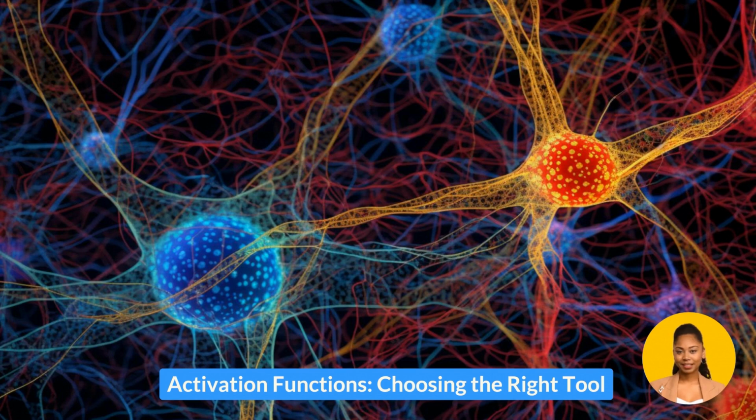As we've discussed in a previous video, activation functions are essential components of neural networks. They introduce nonlinearity into the model and determine the output of each neuron. We'll review the most common activation functions and discuss how to choose the best one for your network architecture.